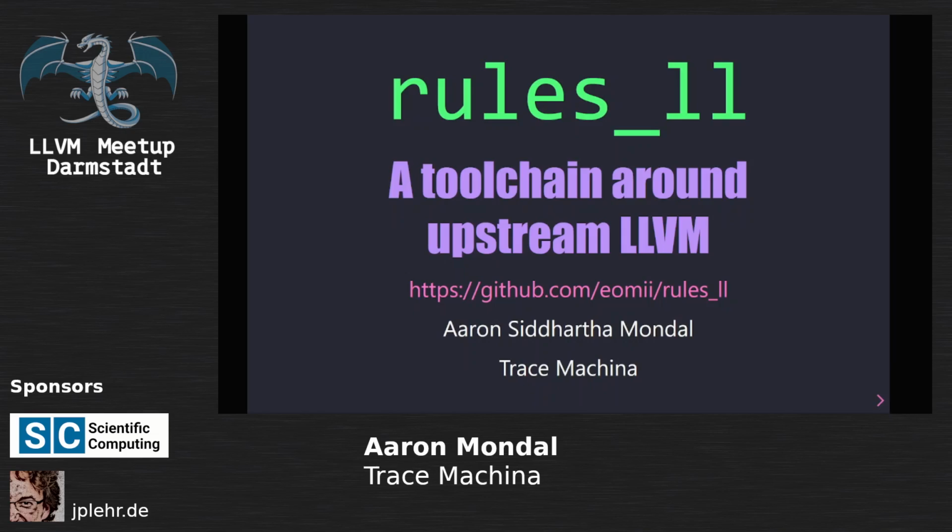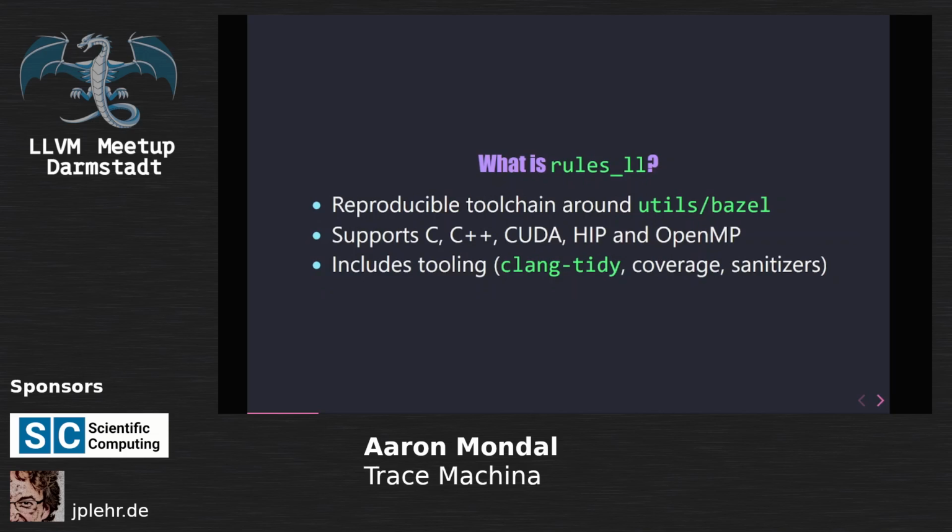Okay, hi, I'm Aaron. I'm from Trace Machina, and I'll talk about Rules LL, which I'm the author of, which is a toolchain around LLVM. So the LLVM project has a Bazel overlay in the utils Bazel subdirectory, and you can use this to build Clang and various tools like LLVM AR and so on.